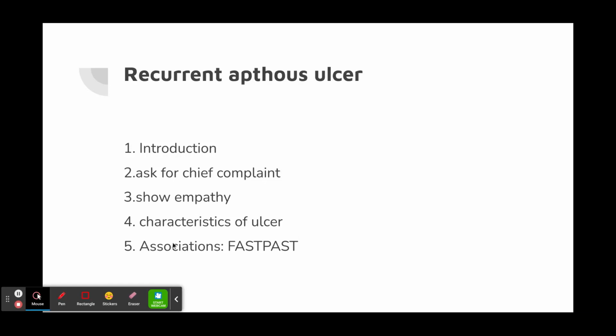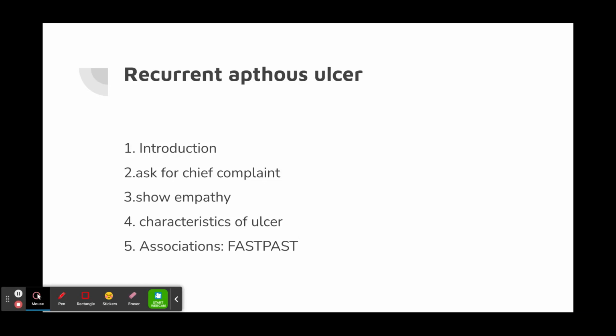Then you have to ask about the FAST PAST thing. What is FAST PAST? FAST PAST is family, anemia, stress, trauma, pregnancy, periods or oral contraceptives for females, allergies, smoking, tummy trouble. And apart from this, you have to ask about the diet of the patient. Okay. So in smoking, we will have to ask about smoking cessation. From here, you are going to build up your management. So this is how we proceed.